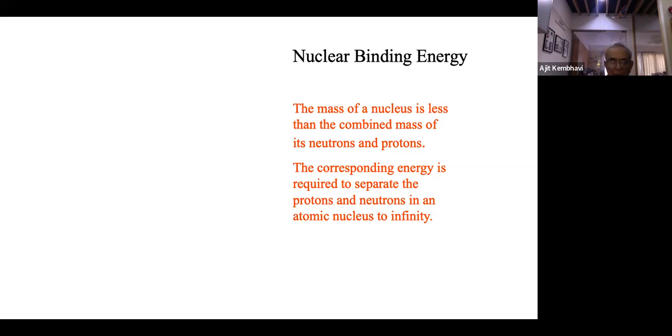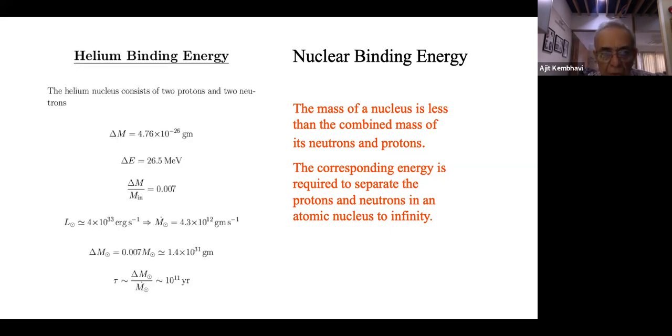So it would mean that if you want to disrupt the helium nucleus and separate out the protons and neutrons, you need that much energy to separate them. And what is the difference in the mass? You can do the calculation quite easily, because if you just open your books on physics, you will get the masses of all the particles concerned. And then you will find that delta M, the reduction in mass, is 4.76 times 10 to the minus 26 grams. So this much mass has been lost in the formation of the helium nucleus.